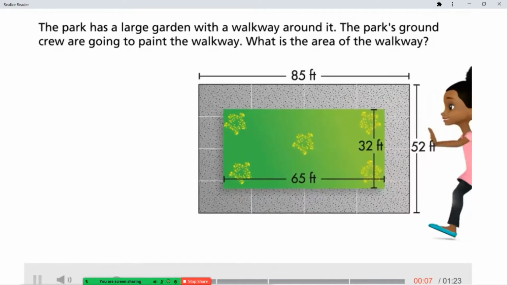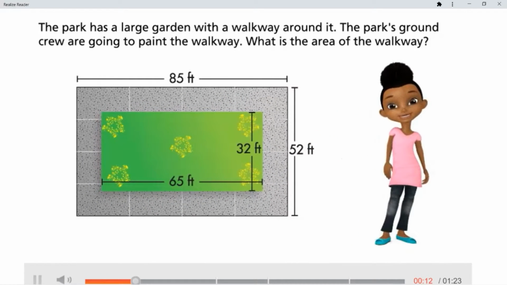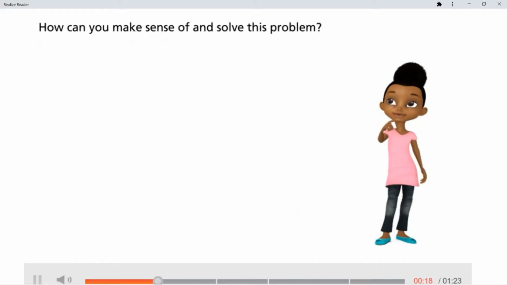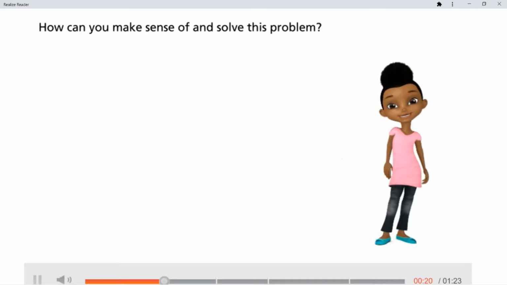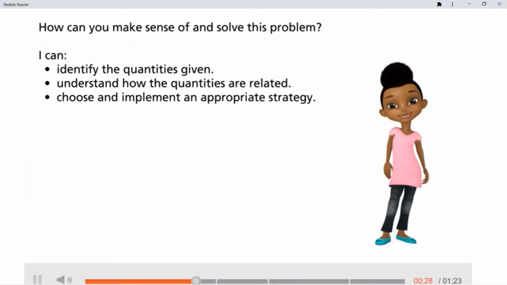The park has a large garden with a walkway around it. The park's ground crew are going to paint the walkway. What is the area of the walkway? How can you make sense of and solve this problem? I can identify the quantities given. Understand how the quantities are related. Choose and implement an appropriate strategy. Check to be sure my work and answer make sense.